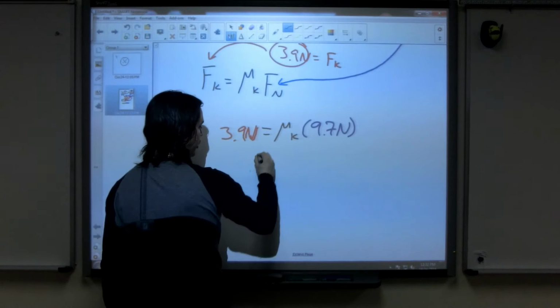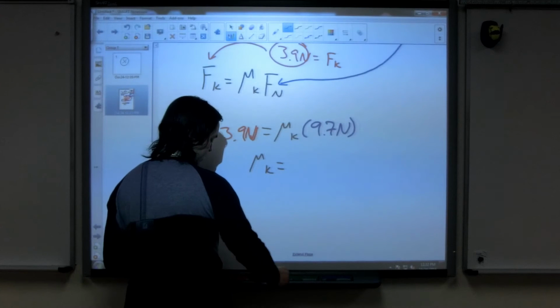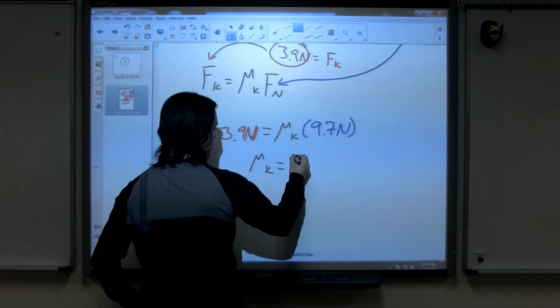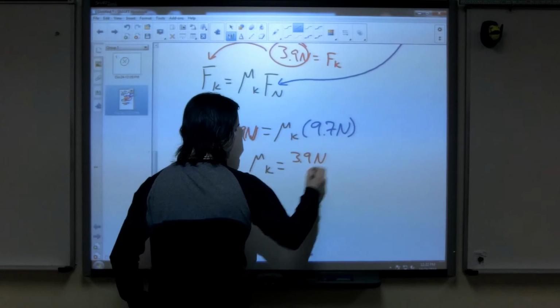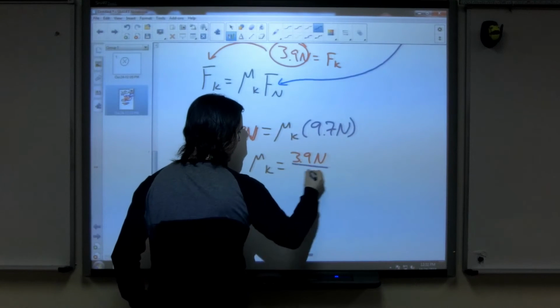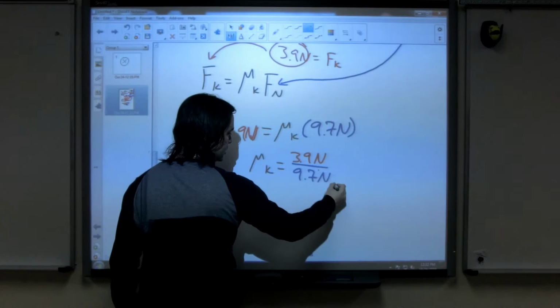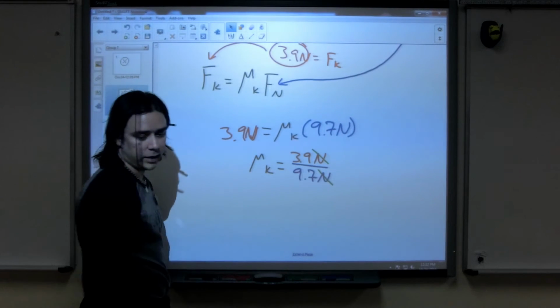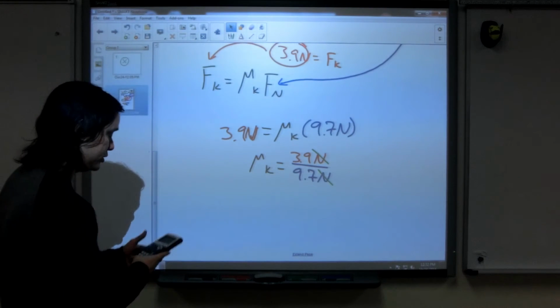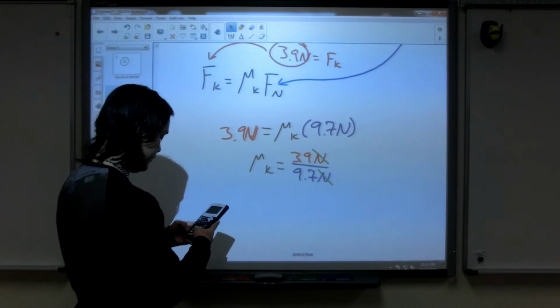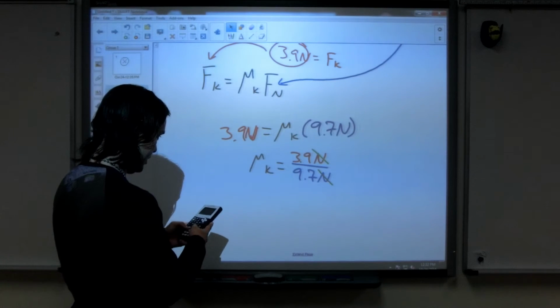I solve for the coefficient of friction by dividing both sides by 9.7. So we end up with 3.9 newtons divided by 9.7 newtons. You'll notice that the newtons cancel out, leaving us with no units whatsoever, which is exactly what we expect for the coefficient of friction. So 3.9 divided by 9.7.